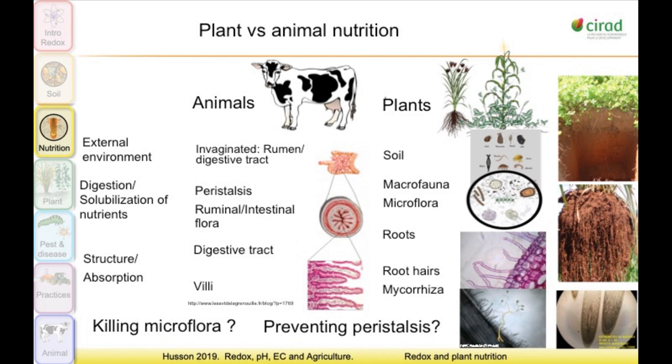Then I like to ask a question. Do you imagine killing your microflora regularly and being healthy? Do you imagine preventing the peristalsis? Do you think your digestion will be good? It's what we do with the soil. As soon as you plow, you kill all this. You kill the earthworms that are doing this. So you just paralyze all the digestive tract of the plant. Okay. And then you need to start again and renew it. It's not a good way to be healthy, I think.